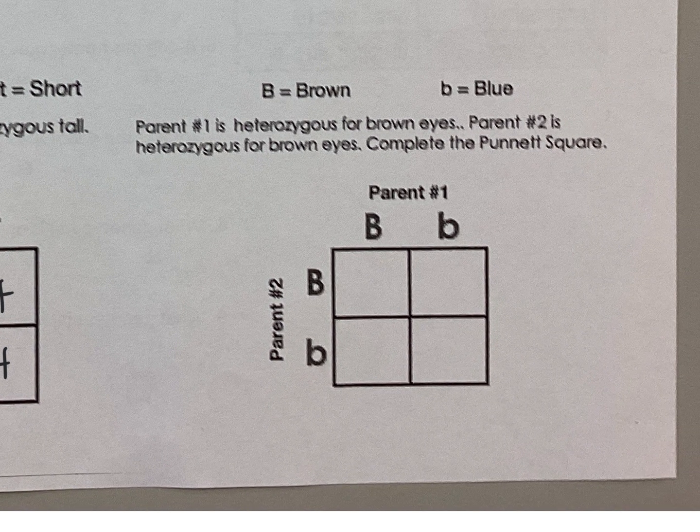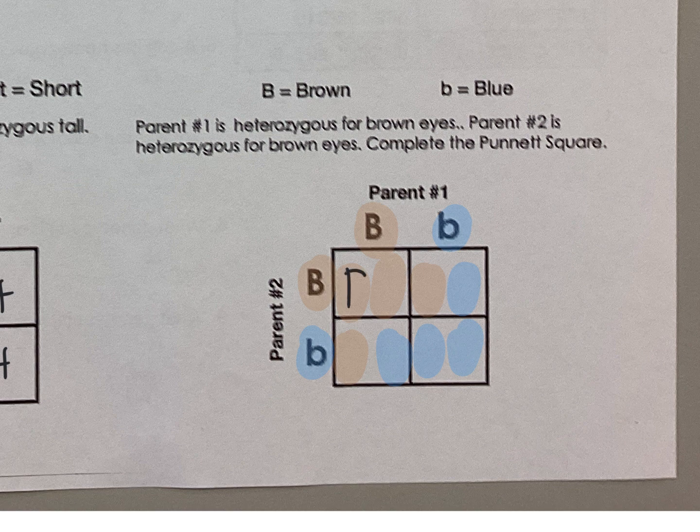Okay. Brown eyes are dominant, blue eyes are recessive. Parent number 1 is heterozygous for brown eyes. Parent number 2 is heterozygous for brown eyes. Complete the Punnett square below. So we're going to do that. Now, I'm just going to do this for the sake of visual. So these are both brown, and then these are both blue. And then we'll go ahead and fill it in.